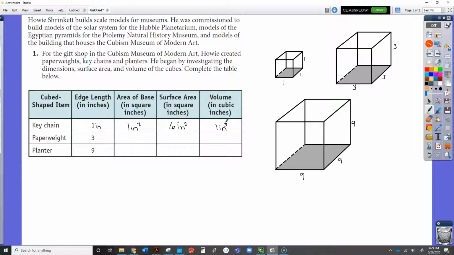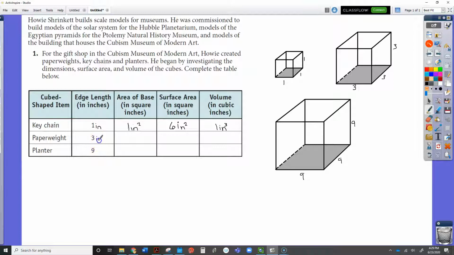Okay, so we have 1 inch for the edge length. The area is 1 times 1, so that's 1 square inch. The surface area is 6 square inches because there are 6 surfaces that each have an area of 1 square inch. And then we have a volume of 1 cubic inch. Okay, we'll do the same thing for this.